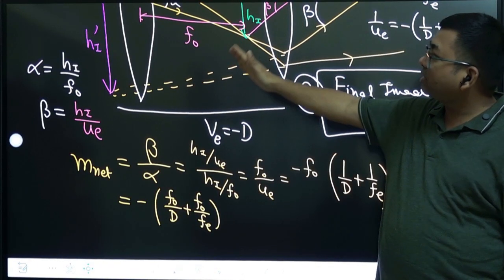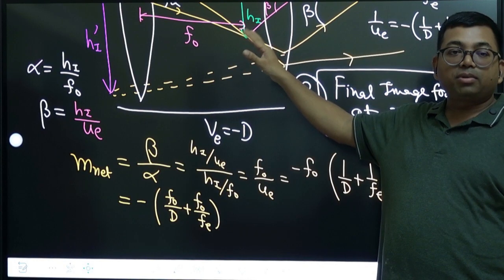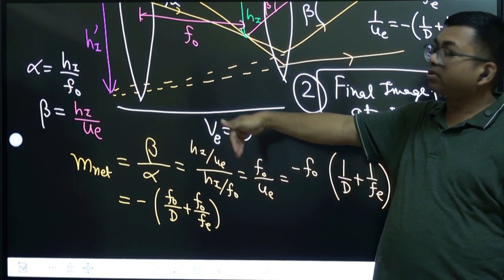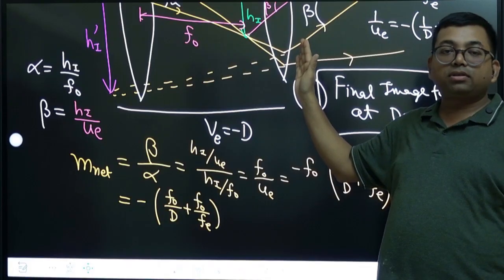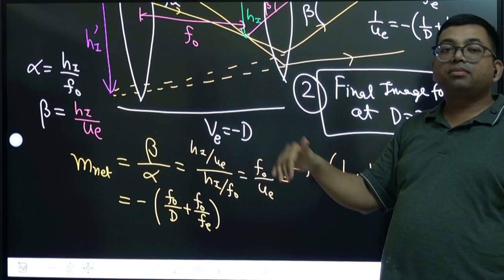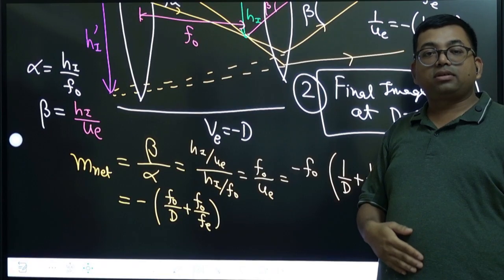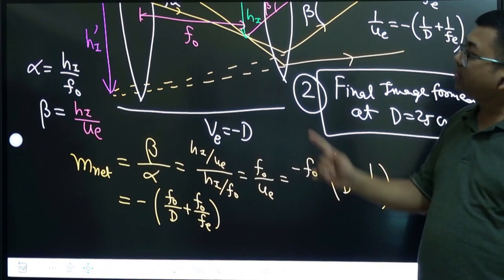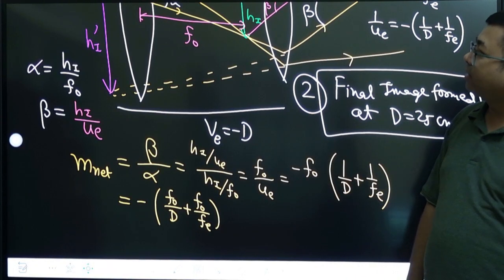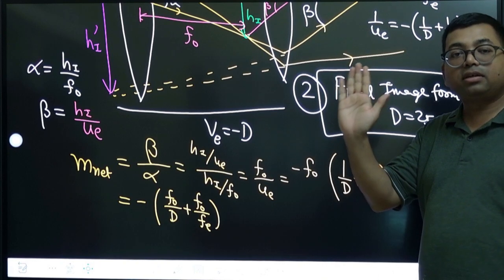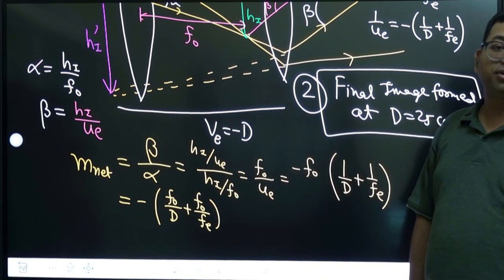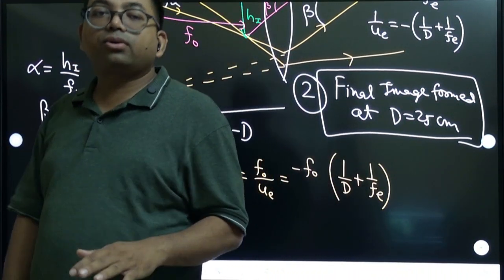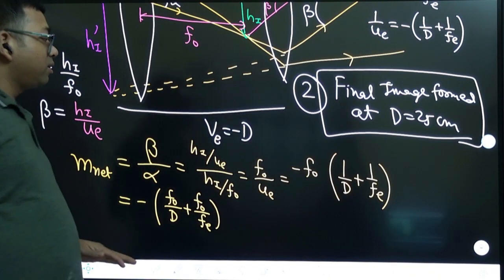With respect to the first image, this is erect only, because the first image is also downward, and the second image is also downward. So relative to the first image, the second image is erect only, because both are inverted. But with respect to the object, it is actually inverted, because the object is erect and the image is inverted. Clear? So that's what it is, telescope. With telescope, we have finished everything.